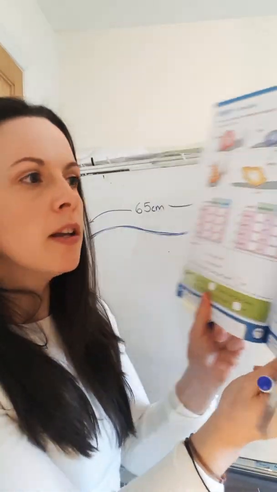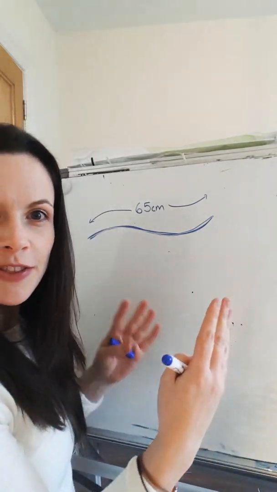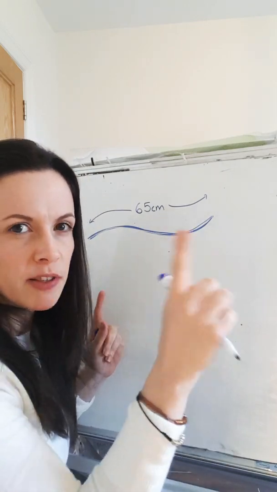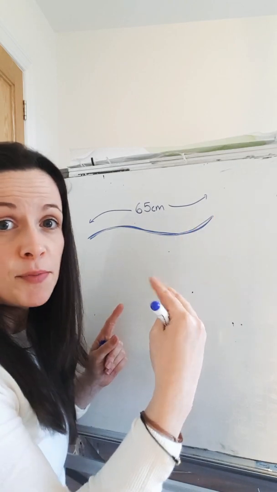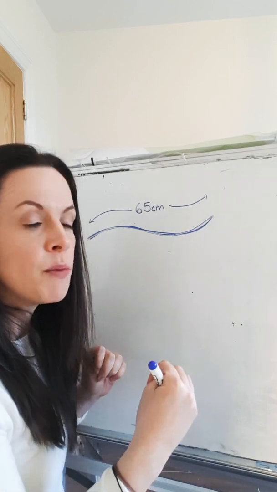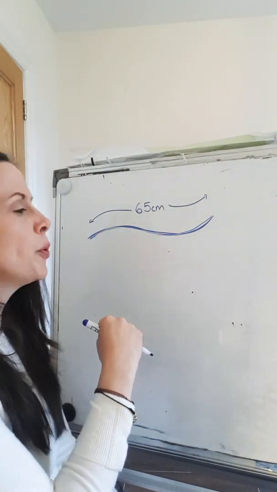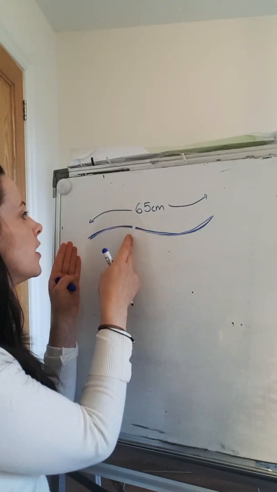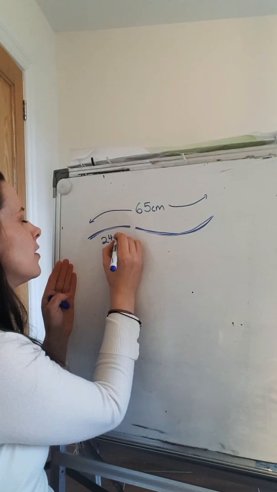Okay, question 3 says a piece of ribbon was 65 centimeters long. So that's longer than half of a meter, but it's not a meter. It's shorter than 1 whole meter. That would be 100. Half meter is 50, so it's close to half of a meter. And it says Abby cut off 24 centimeters. She went along here, oh there's 24, and cut it there. Okay, so that's 24 centimeters.